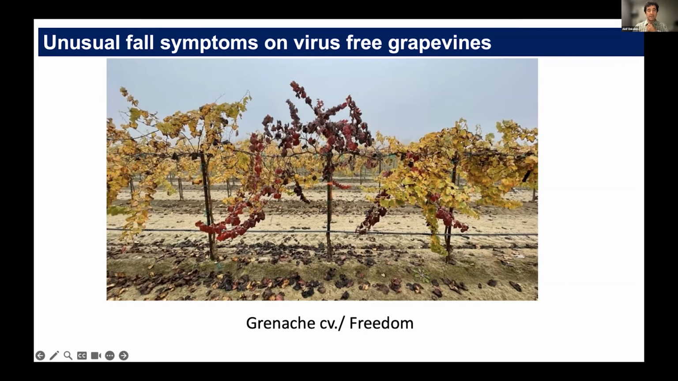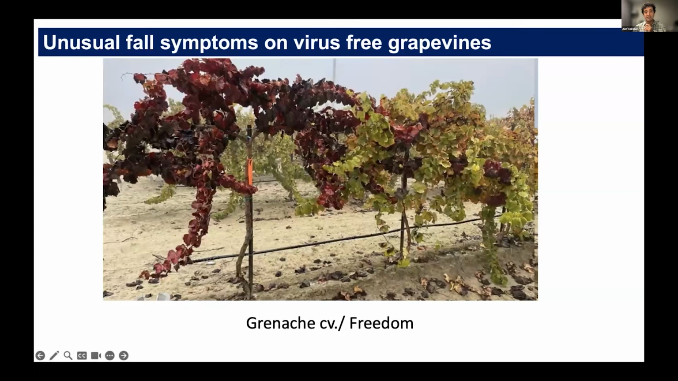When I first came to this vineyard, the first question that came to my mind, as I'm sure you are thinking the same thing, was, oh, this could be a viral disease. I mean, leafroll viruses show this kind of early fall symptom, but it was not. We screened these grapevines, both symptomatic and non-symptomatic. They were virus free. So that's why we did a little more investigation into what was causing this early fall.